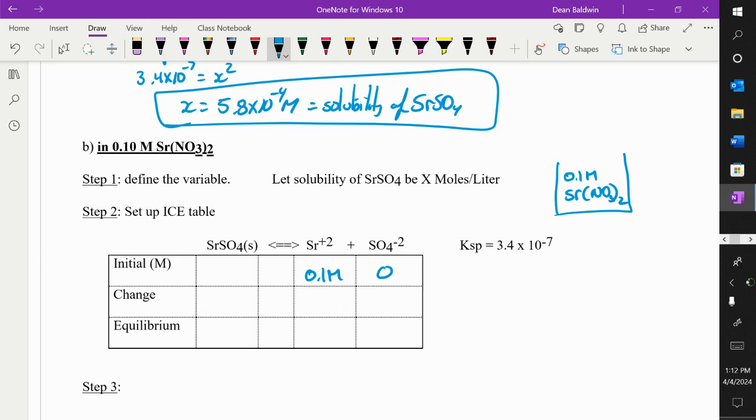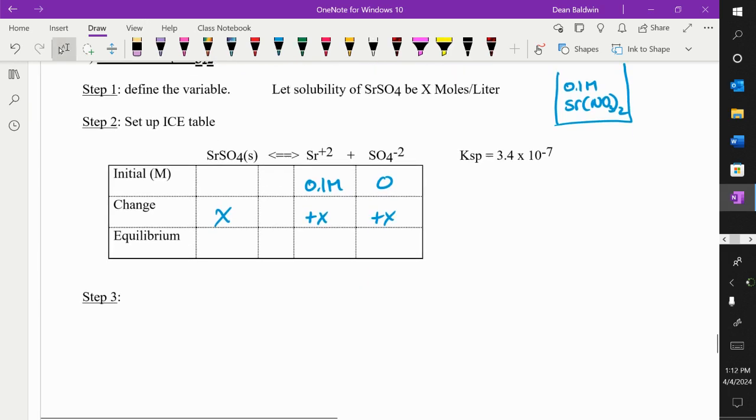Then we add in the strontium sulfate. We add a certain amount. I don't know what it is. X. So then the change is plus X, plus X. So at equilibrium, what's the strontium? 0.1 plus X. And then the sulfate is just X.